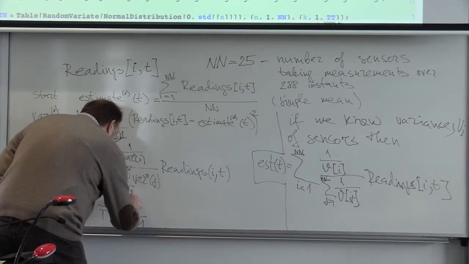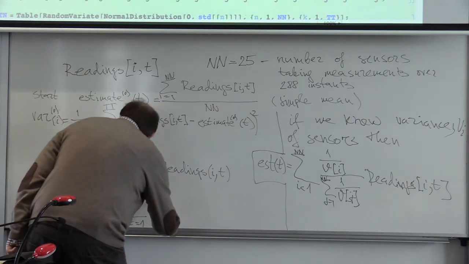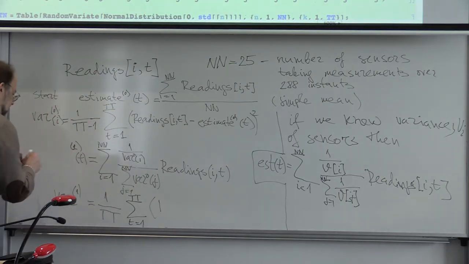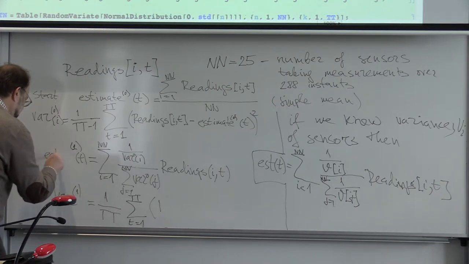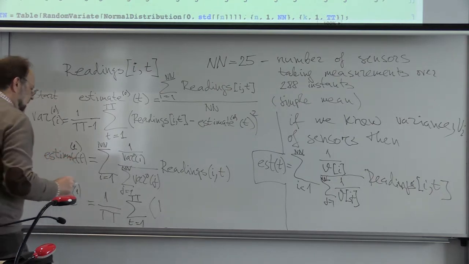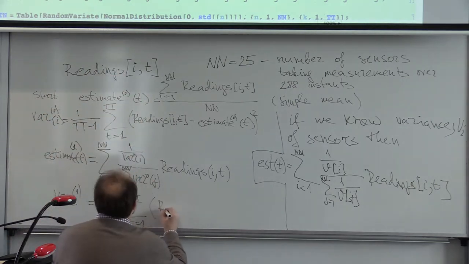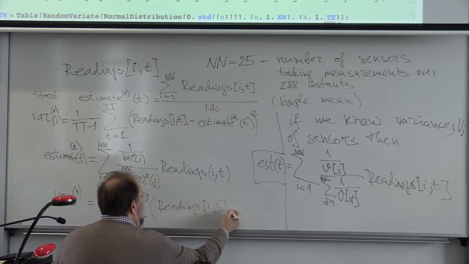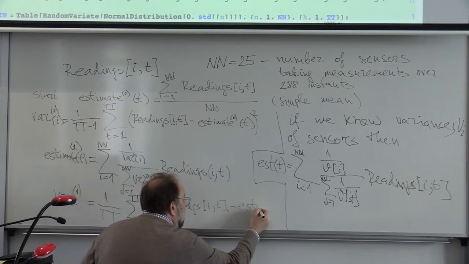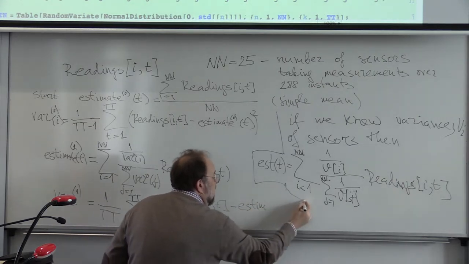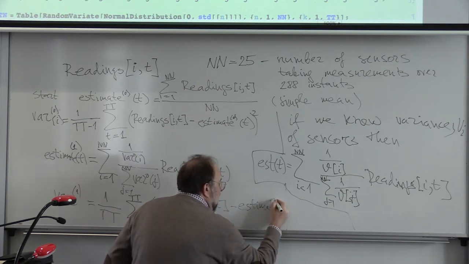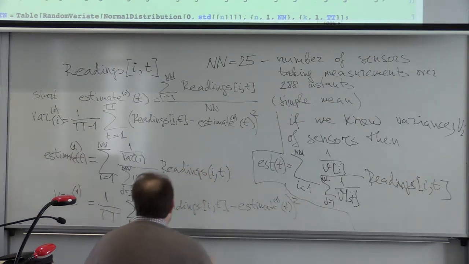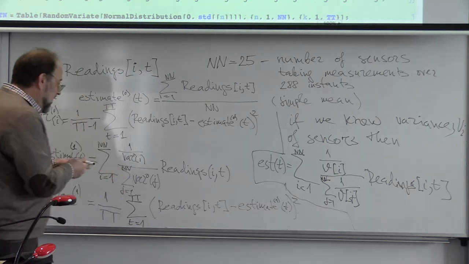T equals 1 to T. And then here you have, I called it S, let me call it estimate. Right? And then here you have readings of sensor I at instant t minus estimate one at t, and then the whole thing squared. And you keep doing that, right?